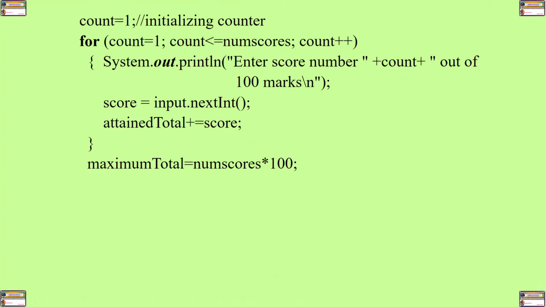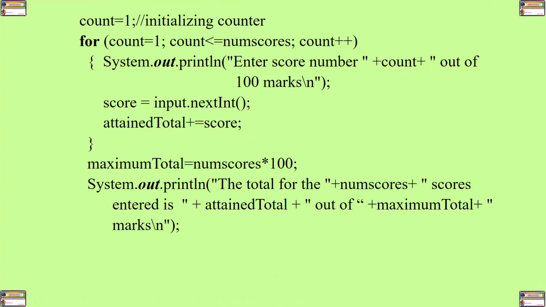So we pick the value in num scores, multiply by 100, and assign the result to the memory location called maximum total. Then we display the statement together with the contents of the memory locations num scores, attempt total, and maximum total as per this statement. And we come to the end of that program.